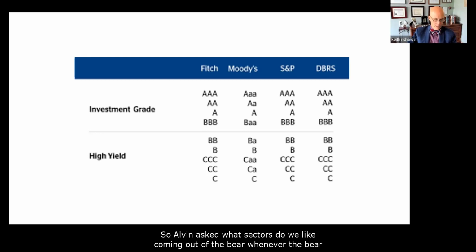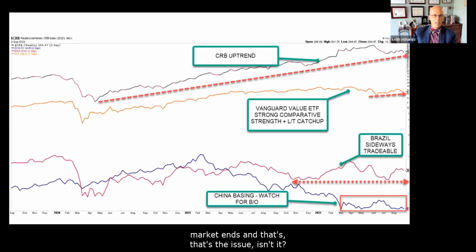So Alvin asked, what sectors do we like coming out of the bear whenever the bear market ends? And that's the issue, isn't it? So these are some of the sectors that we like. Of course, right now we do like the staples and those lower beta stocks, but there is some argument for the value sector as well.